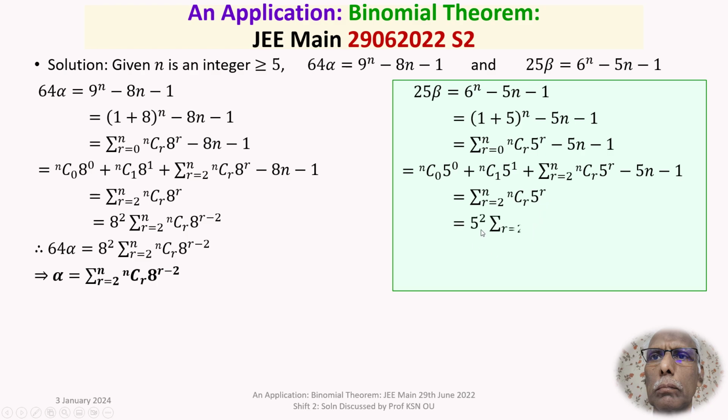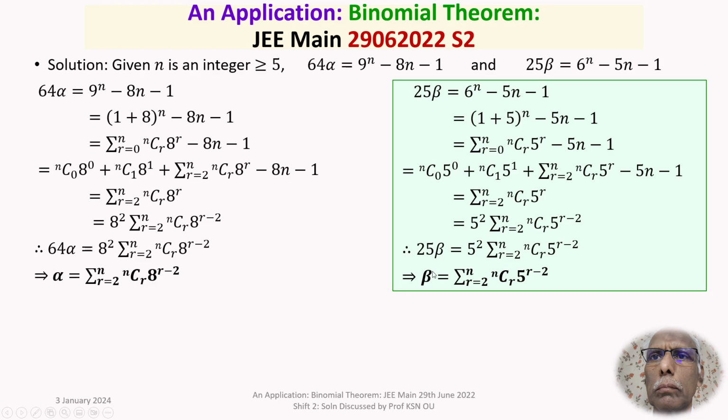So in all these terms you can take out a 5 square common. So you will get 5 square into sigma r is equal to 2 to n nCr into 5 to the power of r minus 2. Agreed. Now we have 25 beta is equal to 5 square into sigma r is equal to 2 to n nCr 5 to the power of r minus 2. So 5 square and 25 cancel, and you will obtain beta is equal to sigma r is equal to 2 to n nCr into 5 to the power of r minus 2.